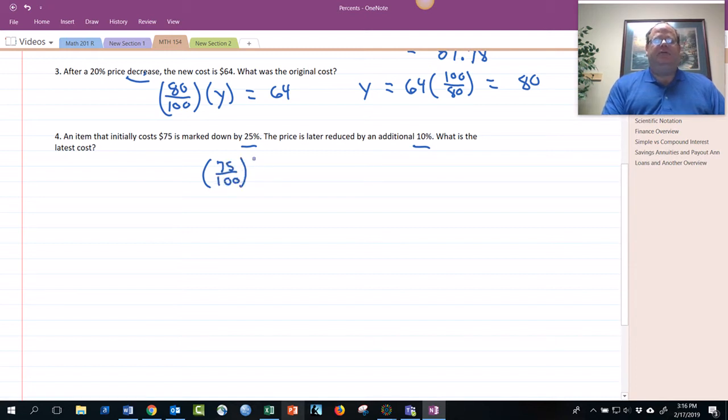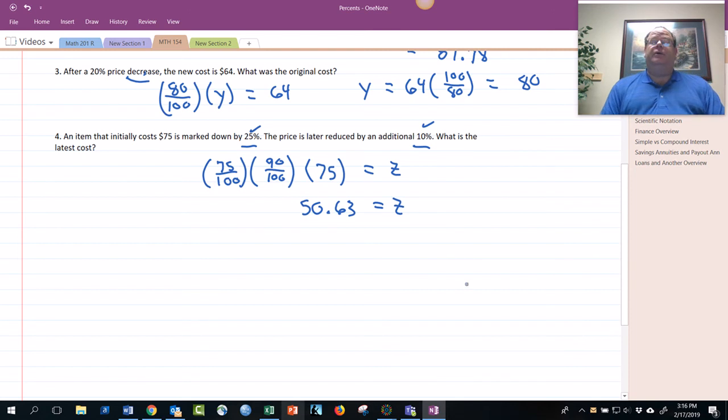Now here, what's going to happen is we decrease by 25, and then we decrease again by another 10. Decreasing by 10, 100 minus 10 is 90. This time they tell us the original price, 75, and ask us for the new cost. We'll just multiply this all out. What you're going to get is $50.63 is the current cost after both discounts.